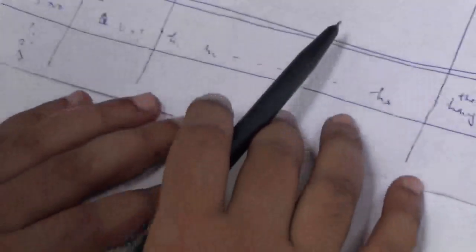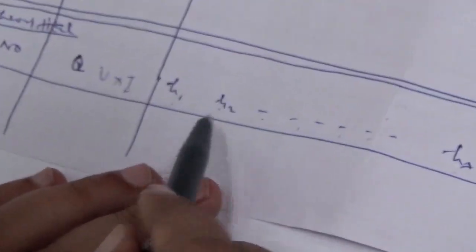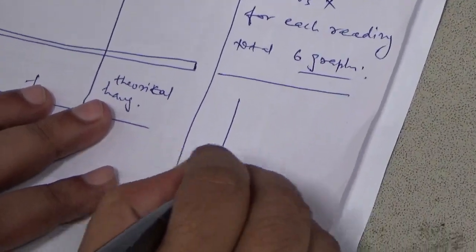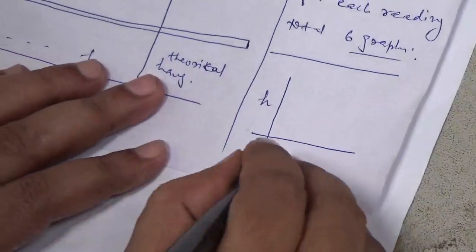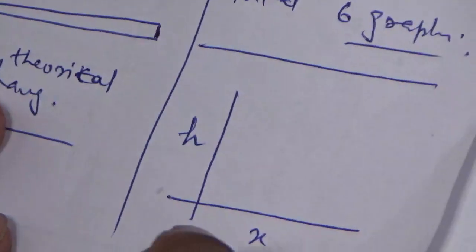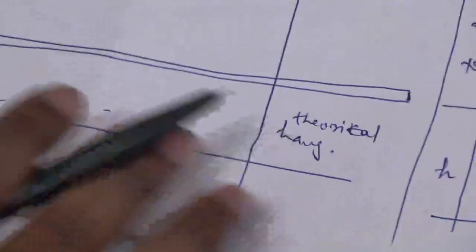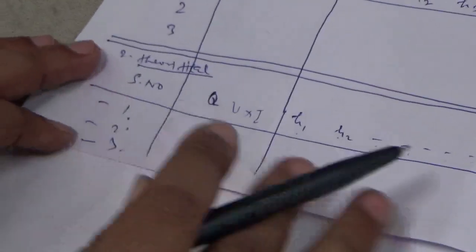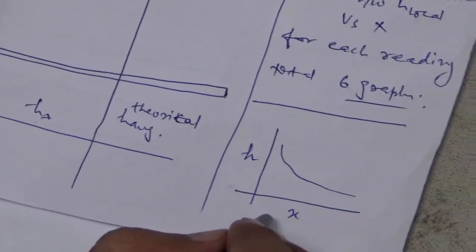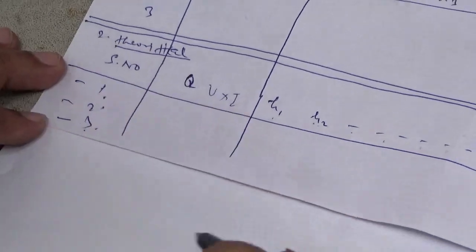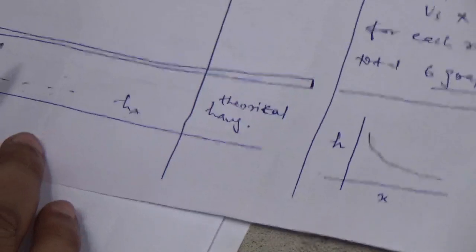You have to plot a graph between h and position x, and the graph will come like this. Here there are 3 sets of equation, 1, 2, 3. So you will produce 3 sets of graphs corresponding to these 3 readings in the case of theoretical heat transfer coefficient.